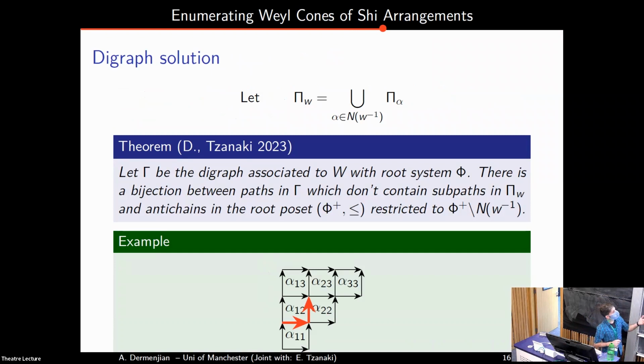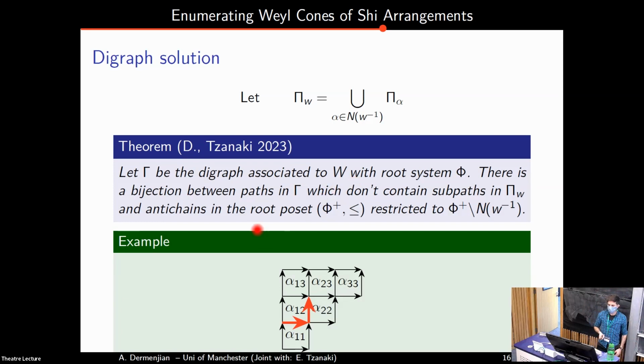So the first thing we showed is that you get a very similar result, in that you can now associate these antichains to these paths. And since there's a bijection between these antichains and paths, you just need to figure out when you're avoiding these corners. So you look at all subpaths that avoid these corners, and that gives you precisely the number of regions in this Weyl code. So in essence, it's almost identical to the theorem here.